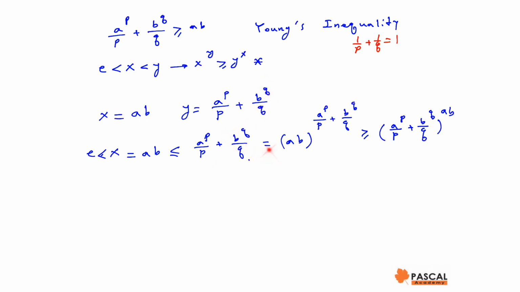Using the star, we can say x to the power of y is greater or equal than y to the power of x, which is the desired inequality.